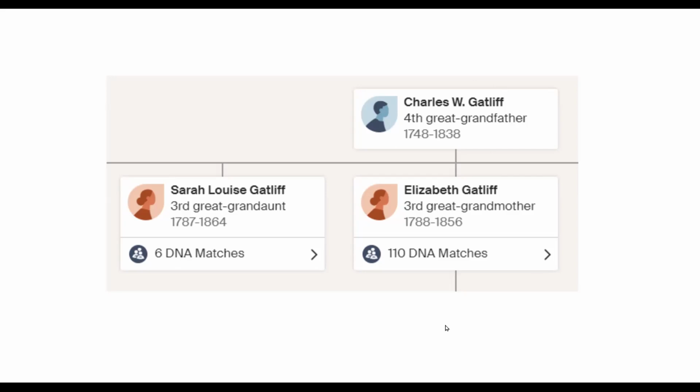Okay, so Charles Gatliff was my fourth great grandfather, and by the way, he's another original Kentucky founder. Two of his children are Elizabeth, who's my ancestor, and her sister, Sarah Louise. Because they were sisters, Sarah Louise is my third great grand aunt. So we take the sister or brother relationship and say that's where the link is. So with Daniel Boone, he is a great uncle.